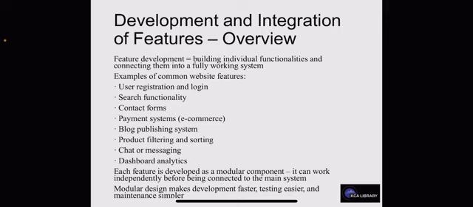Examples of common website features that we are going to look at are user registration and login. This is very essential. Then search functionality, contact forms, the payment system for an e-commerce website, blog publishing system, product filtering and sorting, chat or messaging, and dashboard analysis. These are very common features when we are trying to develop a website. Your website should definitely have user registration and login, search functionality, contact forms, and so on. These are very important features.